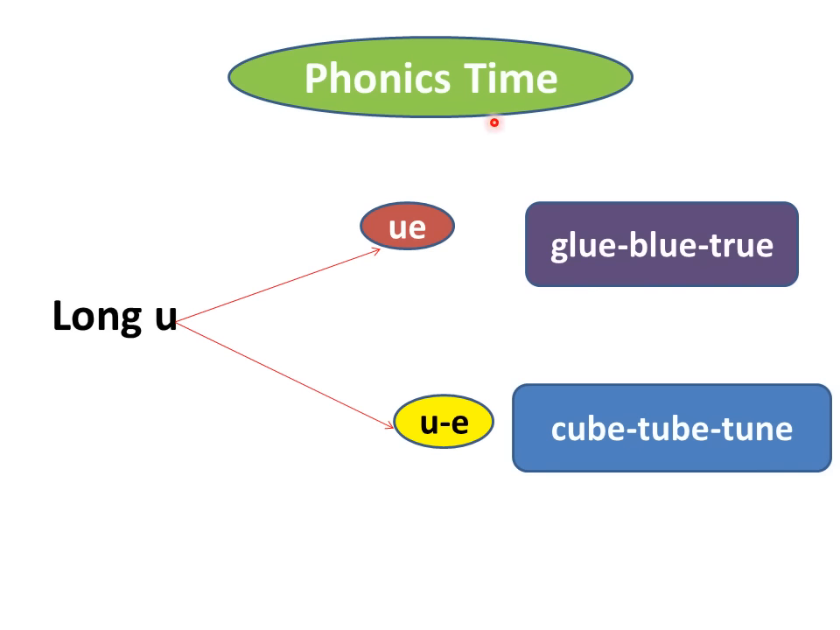Now it's phonics time. Today we'll take together what? Long U. If we have UE or U, then letter E in a word, we say it U. E will be silent. Glue, blue, true, cube, tube, tune.